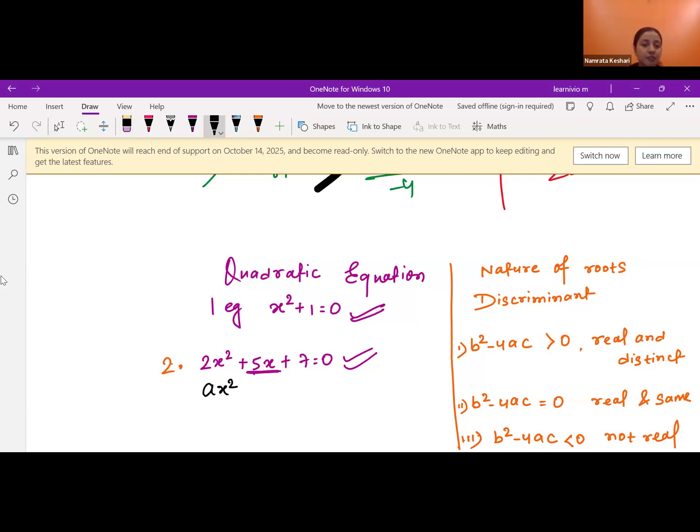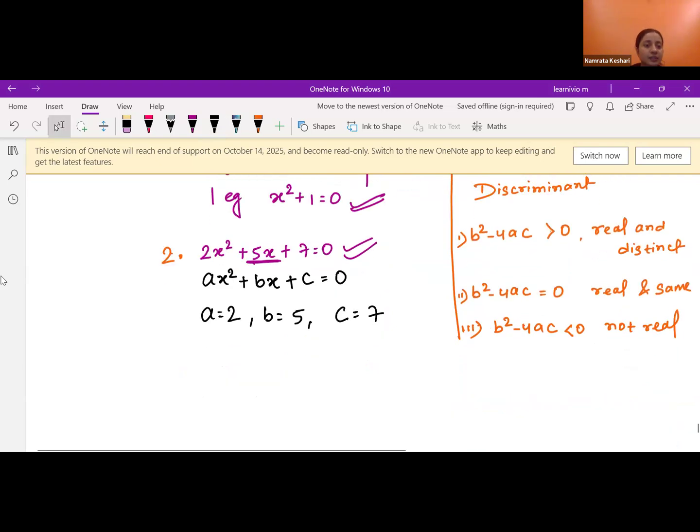The standard form of the quadratic equation is ax square plus bx plus c is equals to 0, where a is whatever is multiplied with x square. So here a is just positive 2, b is positive 5, and c is positive 7. Okay, getting it?